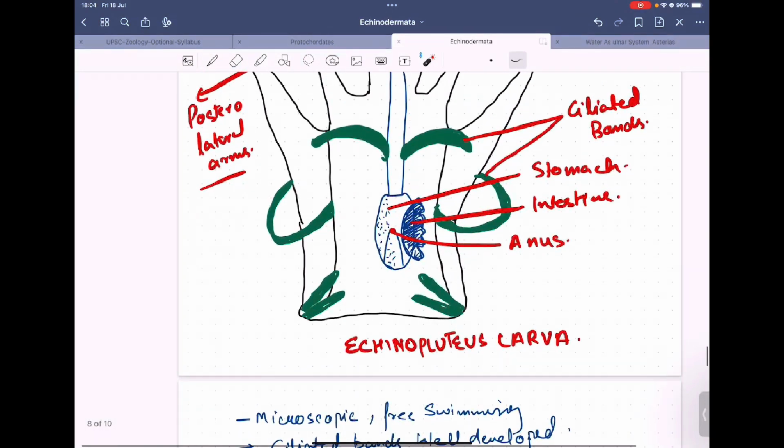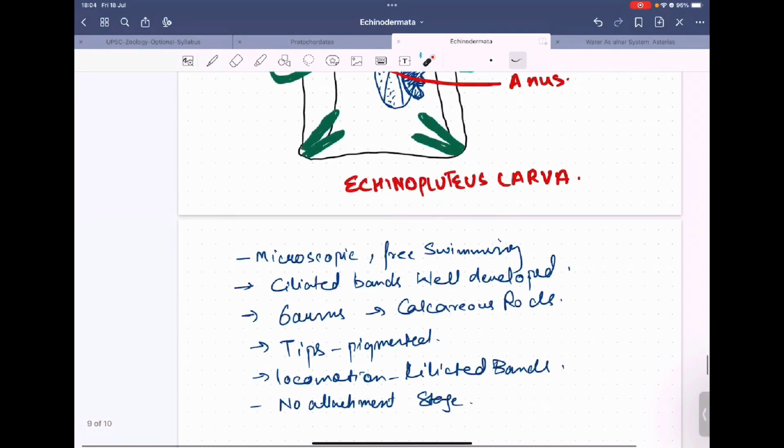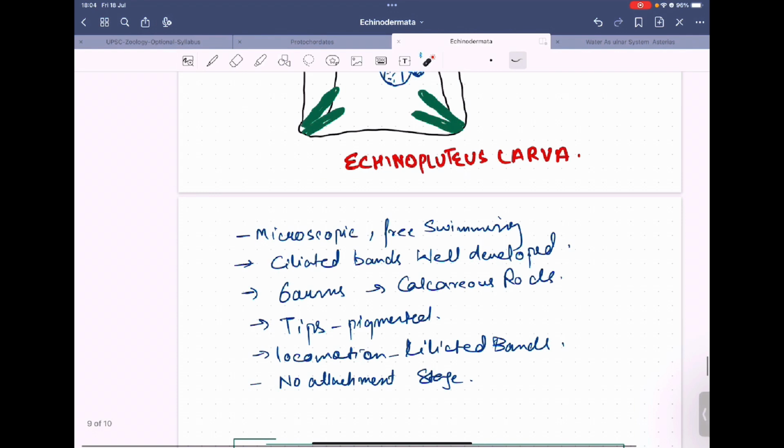Next larva is Echinopluteus. It's microscopic, free swimming, and ciliated bands are present, and the ciliated bands in this case are well developed. There are 6 arms, which are calcareous rods, and the tip is pigmented. The locomotion is using the ciliated bands. There is no attachment stage.